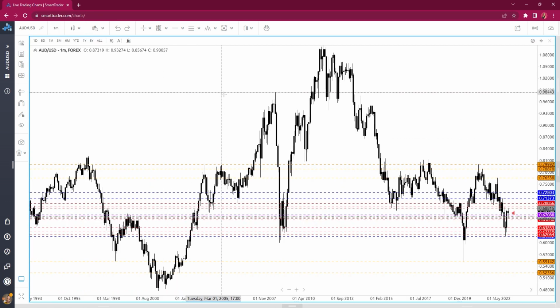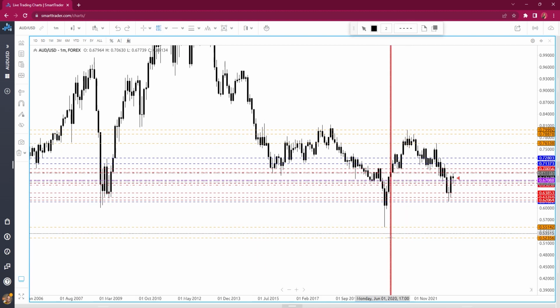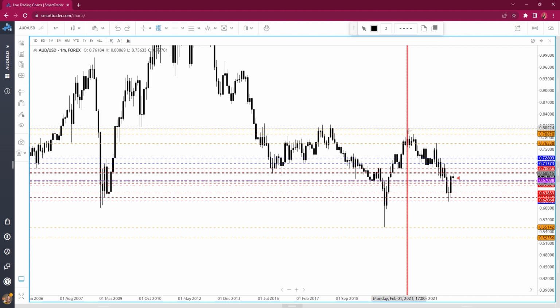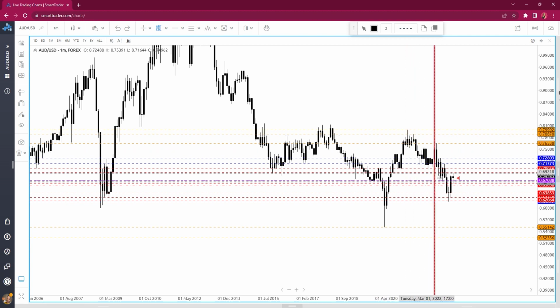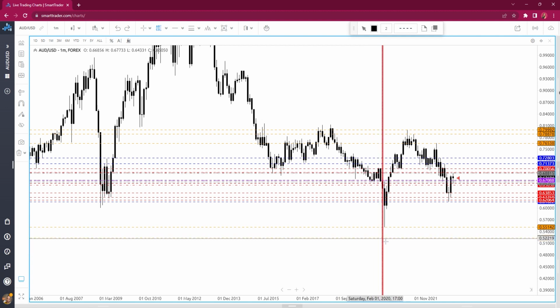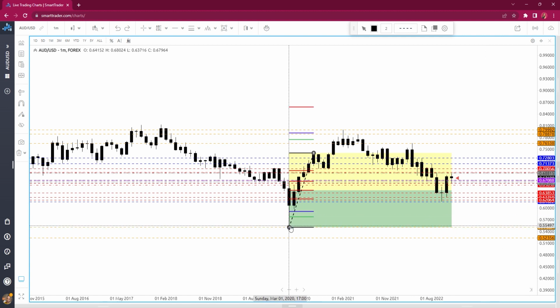So I'm going to go back to the monthly. And then I want to look and I want to see where we are in the fib sequence. So from 2020, price was moving up. But since 2021, last year, February, price has been in a downtrend. But I still want to see overall where we are in the fib sequence. So I'm going to go from my last low. And I've got my low.